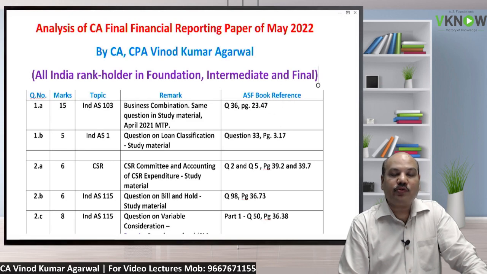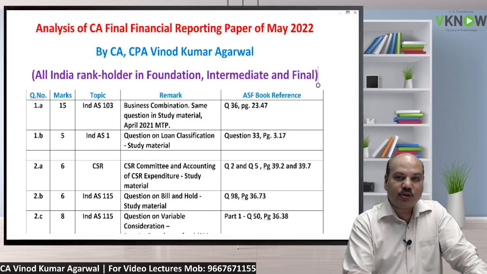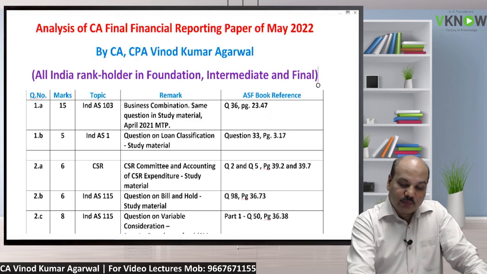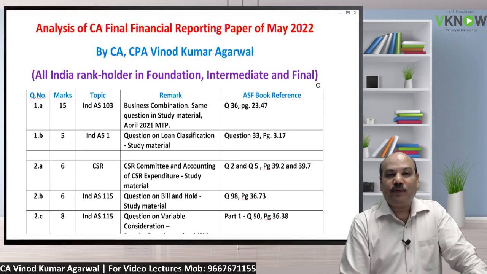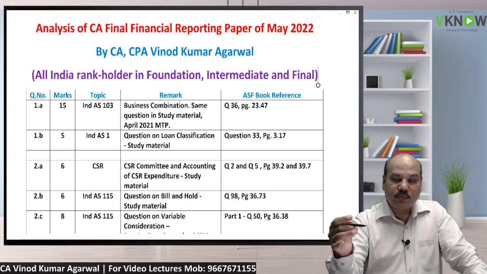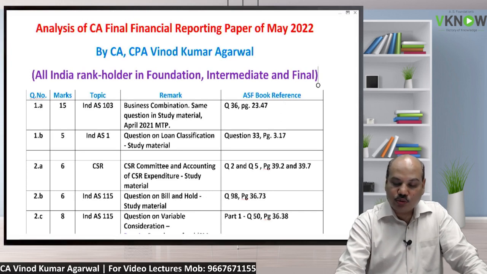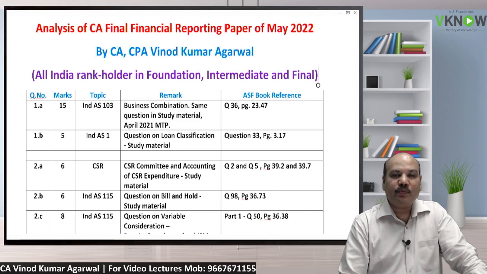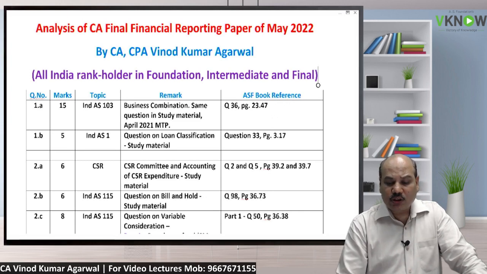Question number 2A was for 6 mark, a very basic question on corporate social responsibility. So it has two parts. One part requires you to examine the need for a CSR committee, and the other part was relating to accounting of CSR expenditure. We have covered the same concept in our book in two questions. Question 2, which is covering the requirement of CSR committee, and question number 5, which deals with the expenditure treatment. So there are two questions in our FR Class Note with Solution 2 and 5, page number 39.2 and 39.7.